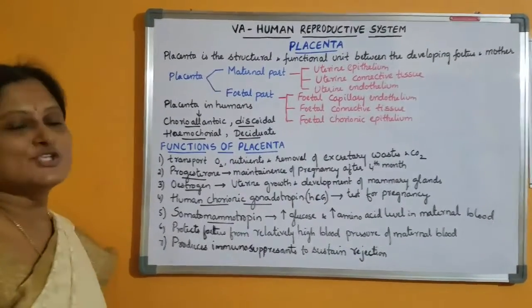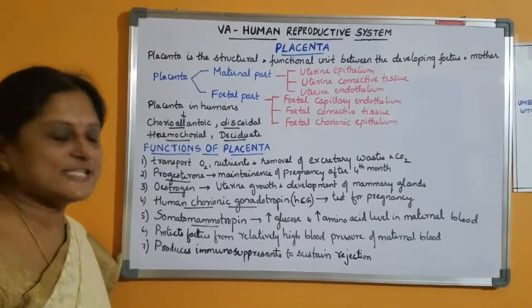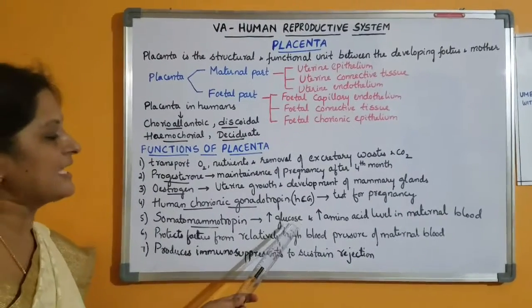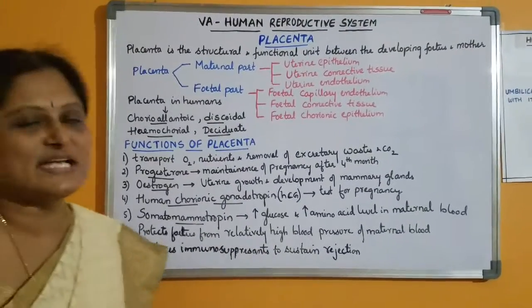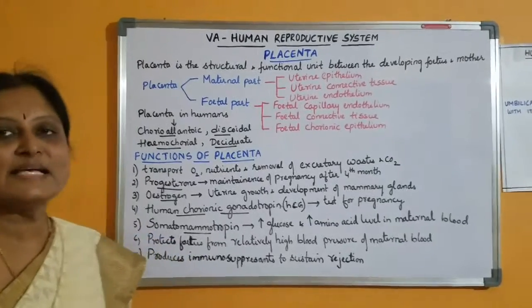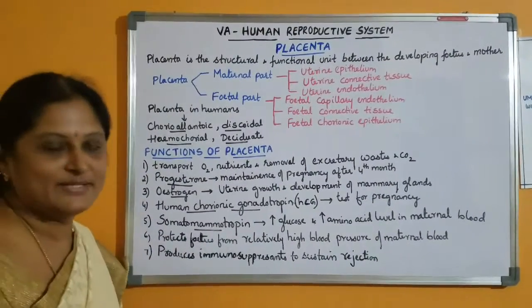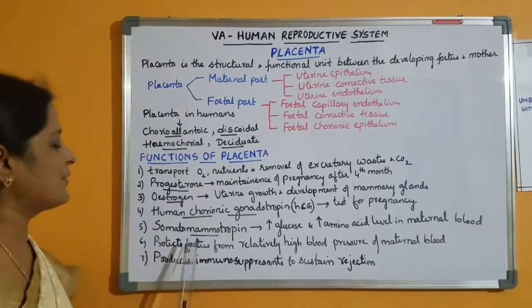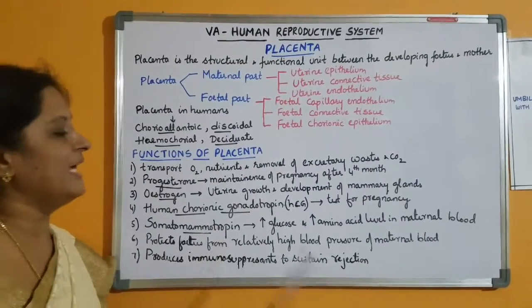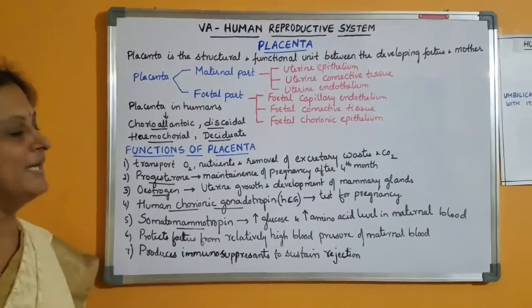Placenta produces somatomammotropin, which has an anti-insulin effect and increases the glucose and amino acid level in the maternal blood, and thus it facilitates more usage of glucose and amino acids by the fetus. Placenta protects the fetus from the relatively high blood pressure of the maternal blood.